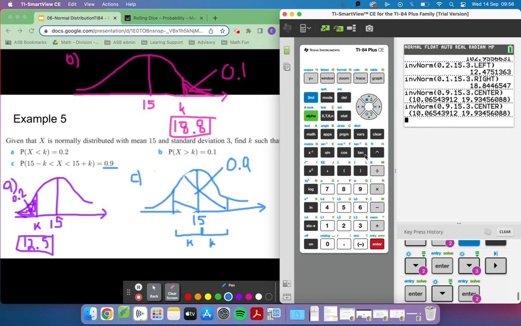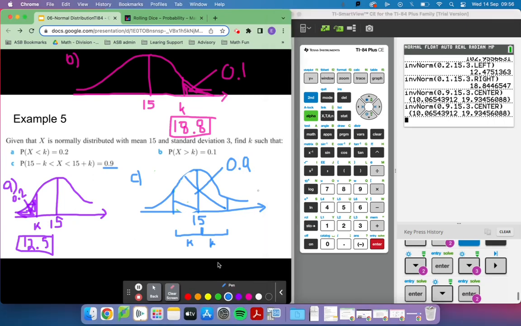And you'll see that they give us two values in our calculator. The first value is 10.1, rounded to three significant figures, and so that's the value to the left of the 15. And the second value is 19.3, which is the value to the right of our 15. So these are the two values that we're looking between.